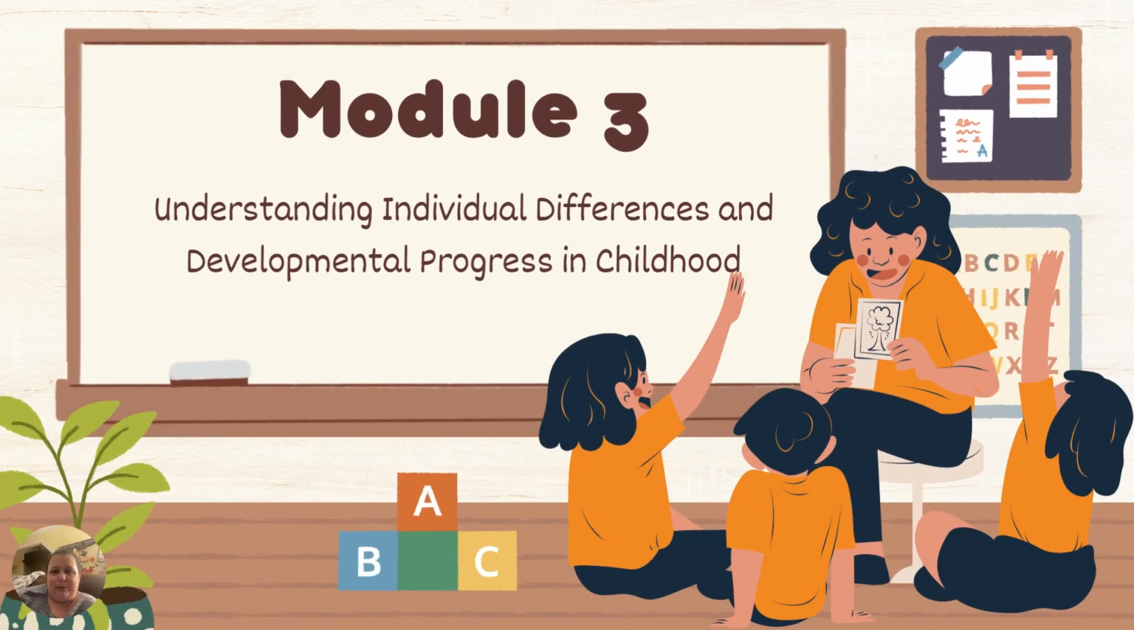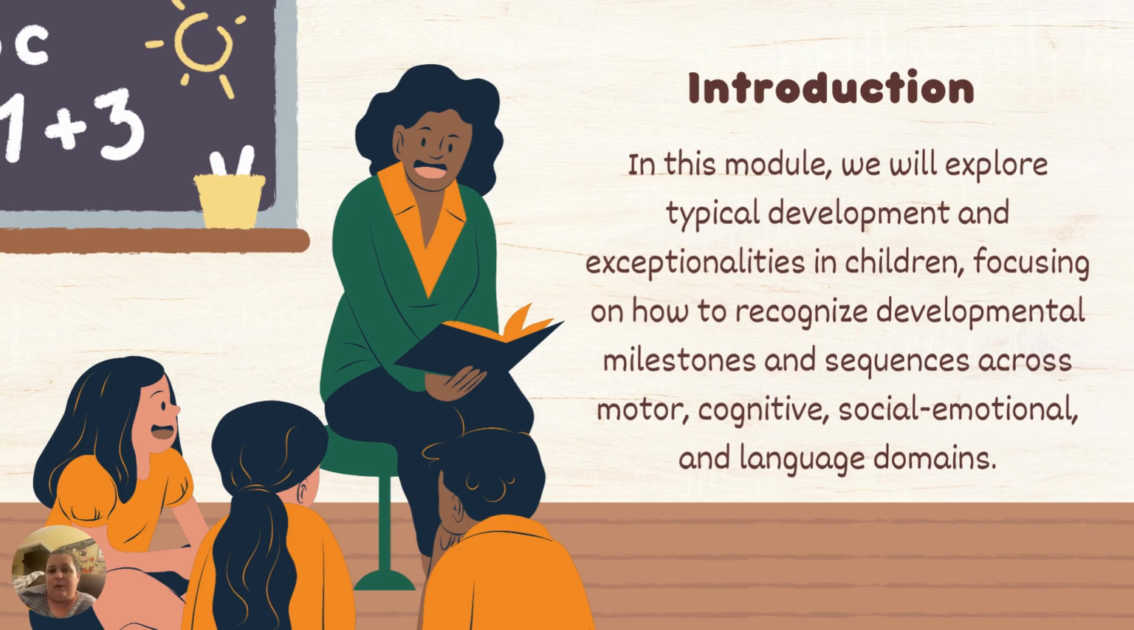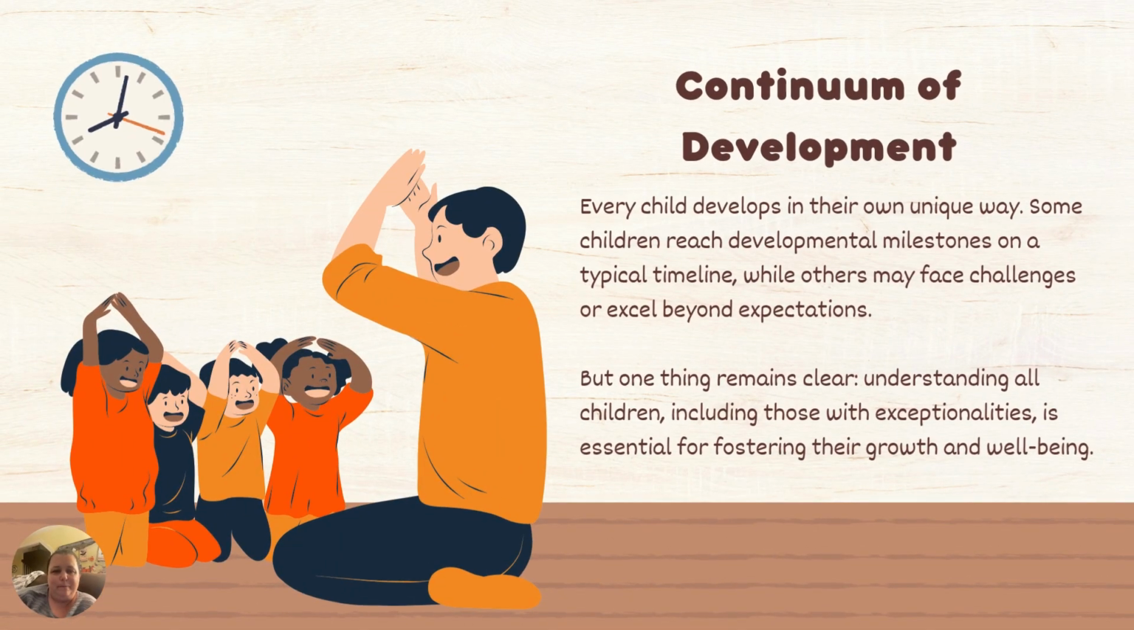Welcome to Module 3, Understanding Individual Differences and Developmental Progress in Childhood. In this module, we are going to look at typical development and exceptionalities in children, focusing on how to recognize developmental milestones and sequences across motor, cognitive, social, emotional, and language domains.